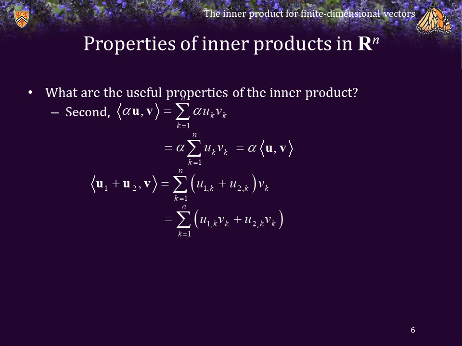And now we have a sum of sums. Well, a sum of sums is equal to the sum of sums. Well, that just sounds really bad. But really, that's all we did. We're just going to split it up into two sums. Now, if you'll notice, the first sum is the inner product of u1 and v, while the second sum is the inner product of u2 and v.